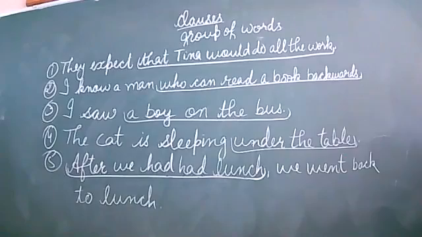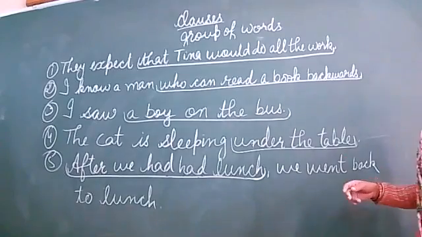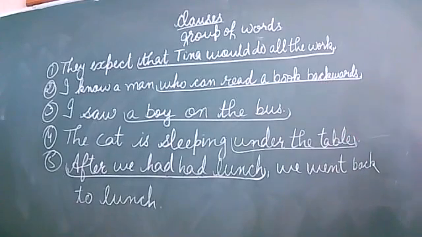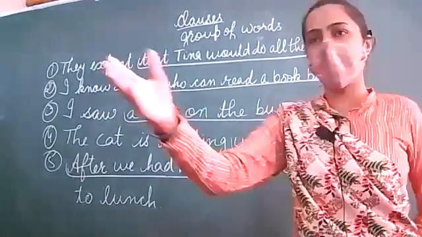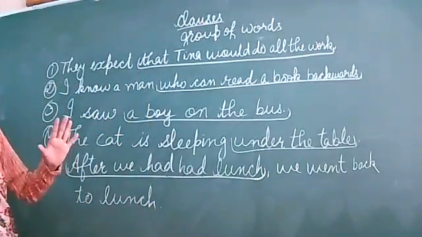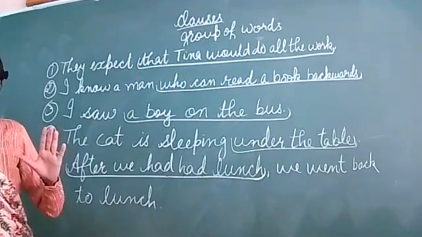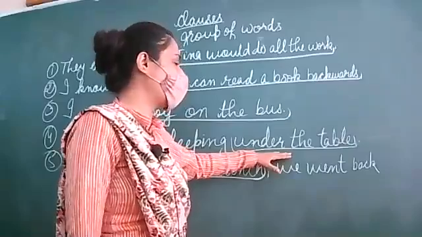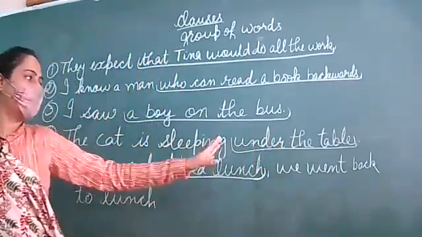Somil. So it is a clause. Again, we have a finite verb. Then next is I saw a boy on the bus. I saw a boy on the bus. Parisha. Phrase. Why? No verb. Yes, because this is a phrase because there is no verb.